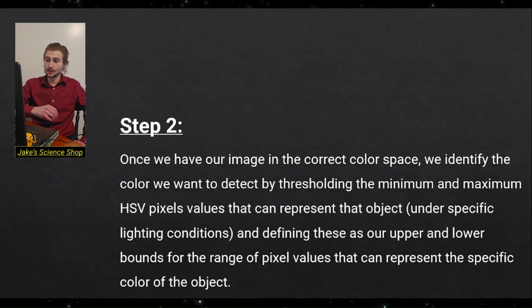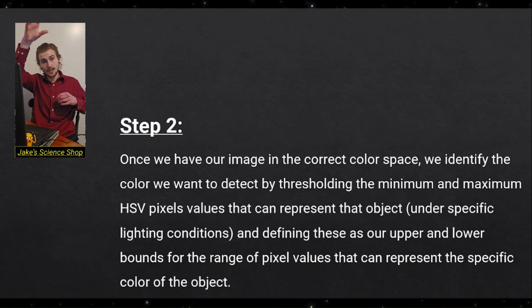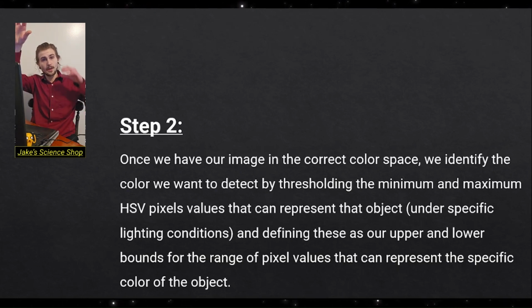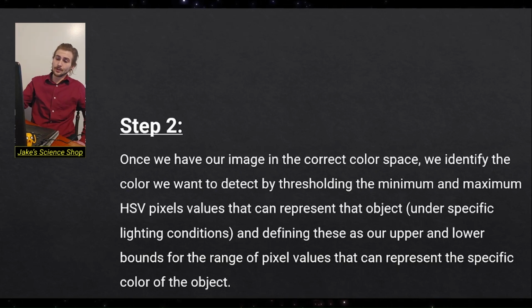Step 2. Once we have our image in the correct color space, we're going to identify the color we want by thresholding the minimum and maximum values which can represent that color under specific lighting conditions, because this is HSV visibility. And then we define these as our upper and lower bounds. So we threshold a range of values that could be this color, and then we get the maximum set of HSV values that could be that color, and the minimum. That's what we're doing to threshold. So these are the bounds for the range of pixel values that can represent the specific color of the object.